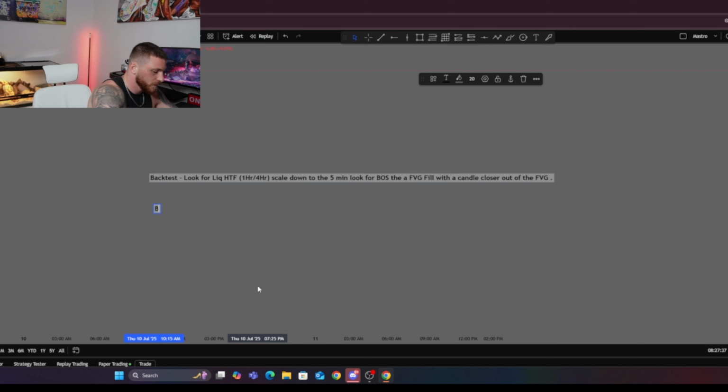Let's make another one. Back test. Look for a 15 min liquidity sweep. Then a 1 minute break of structure. Then a 1 minute fair value gap fill with a candle closure out of it. Bang.